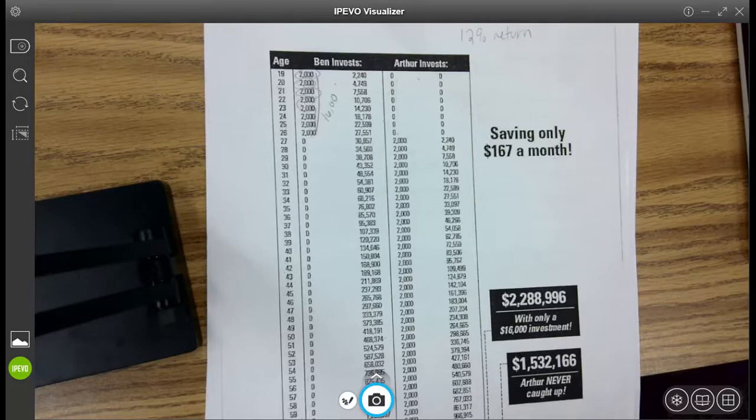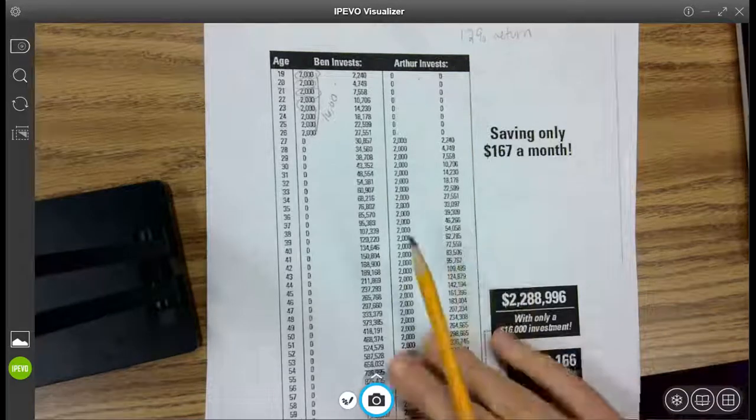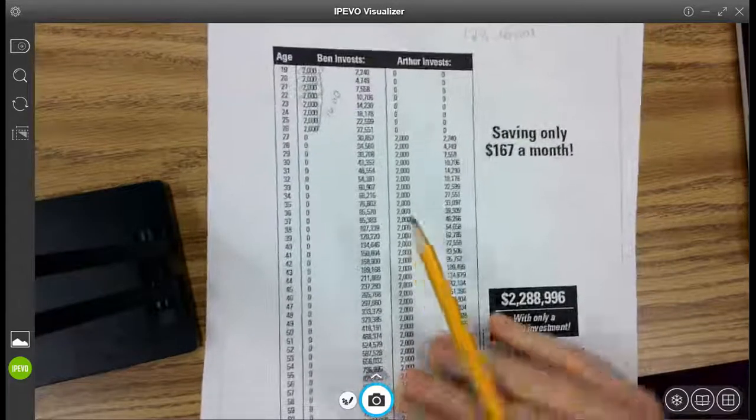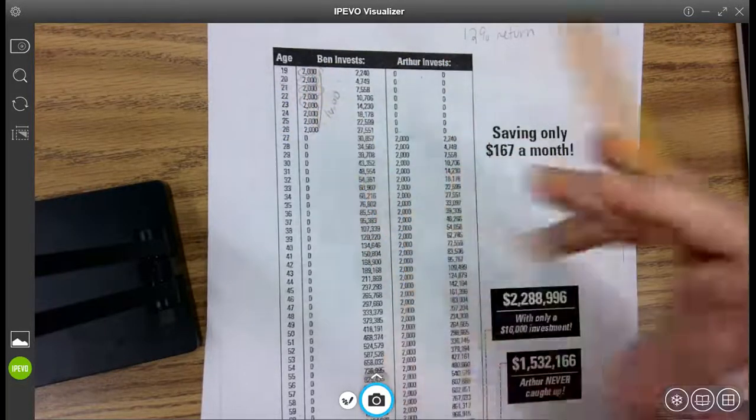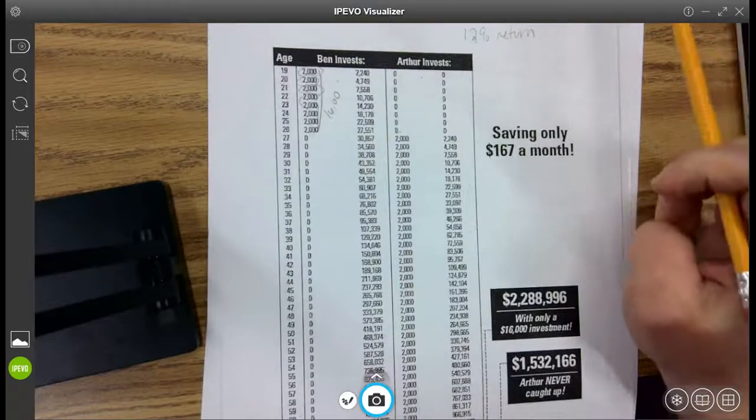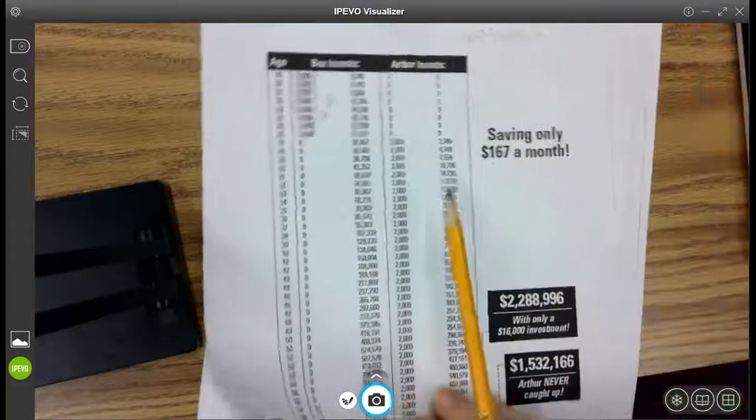It's not too late. So people are going, what's your advice? What should I do? Just start saving your money so you can be like Ben. And when you're 19, put $2,000 into your account. You let it sit.